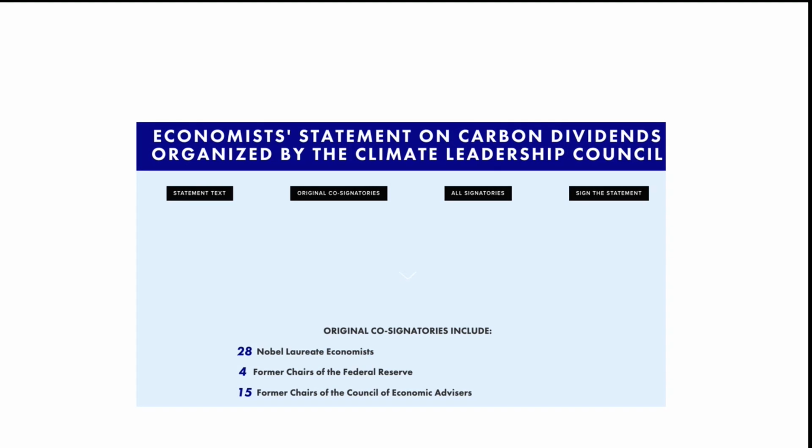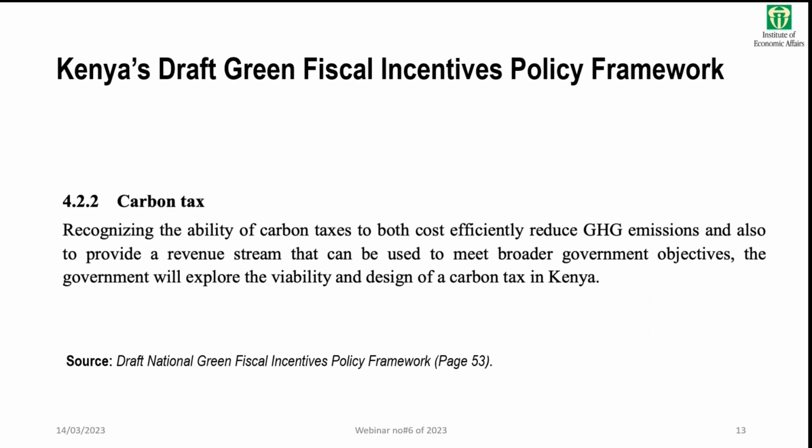So we go to the next slide, having examined the fiscal incentives. There are different forms of fiscal incentives that could be applied. And we know that Kenya's draft green fiscal incentives policy framework, as I mentioned on page 53, which is the very last page, has an accommodation for carbon tax. It says that recognizing the ability of carbon taxes to both cost efficiently reduce greenhouse gas emissions and also to provide a revenue stream that can be used to meet broader government objectives, the government will explore the viability and design of a carbon tax in Kenya.